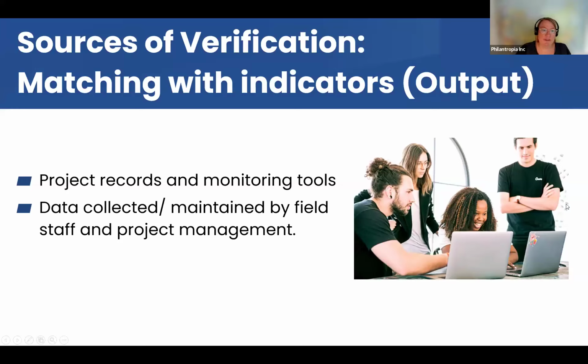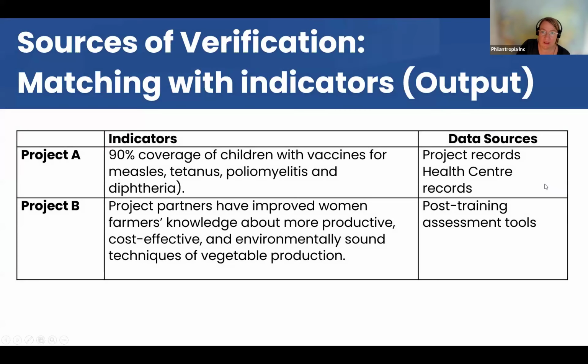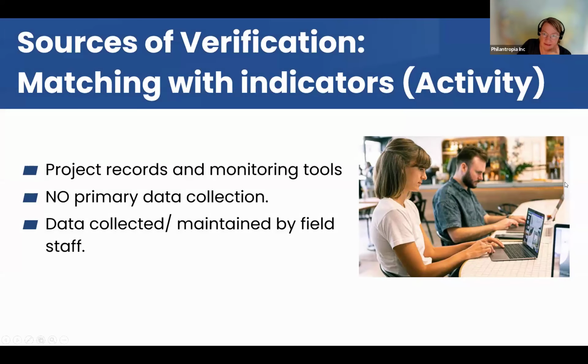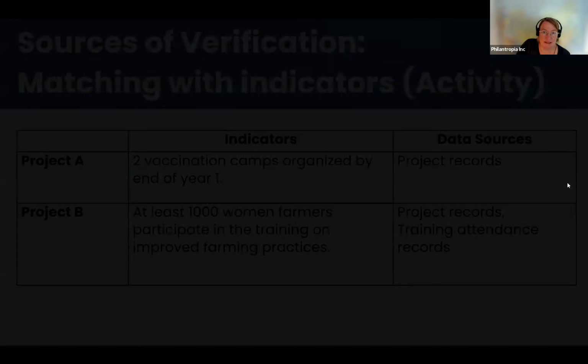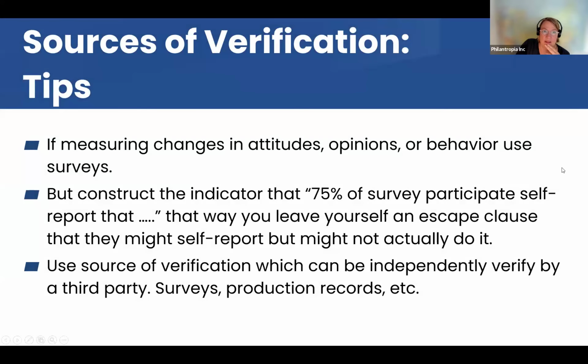And then at the output level, because the output level describes the intermediate or the immediate result of your activities, this is information that you will find in your project records and in your monitoring tools. And this will be data collected by the field staff and project management. You can check this in detail if you're interested. The same goes for the activities.